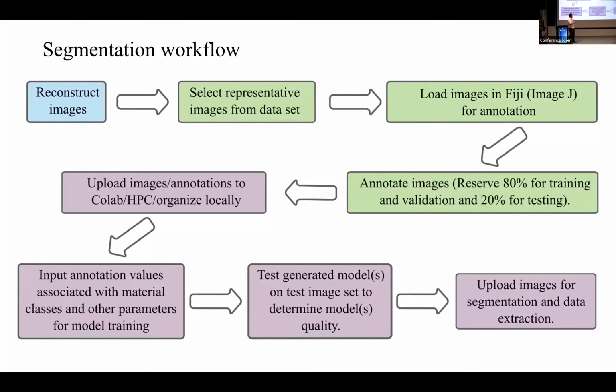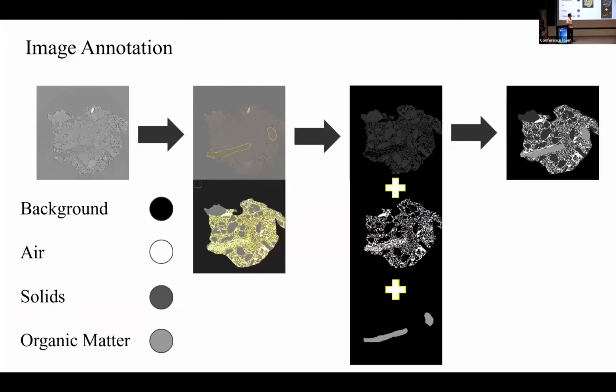And basically, once you've uploaded all your data to any of these platforms, you then go into the code and you input the materials that you're looking for and how they're represented in your annotated data set. If you have grayscale values that you've used for annotation, you're going to put those in along with their associated material. Then you can input other model training parameters and then start generating models. And then on our platform, you can test your generated model to determine the quality of it. And if you're happy with the quality, you can go ahead and apply it to all your image data and segment it and extract data from it.